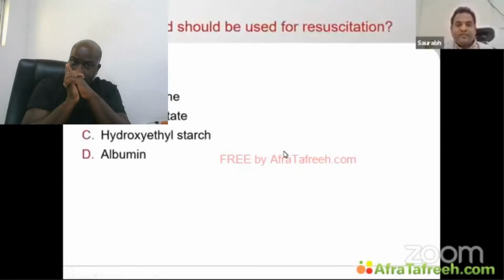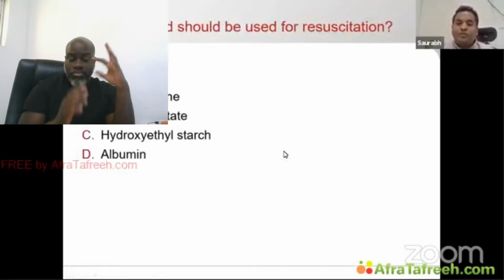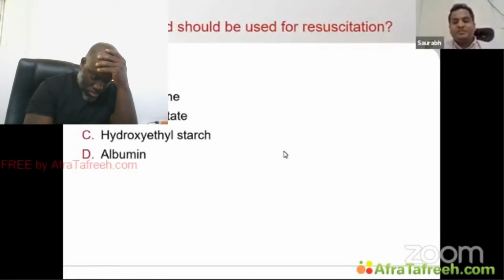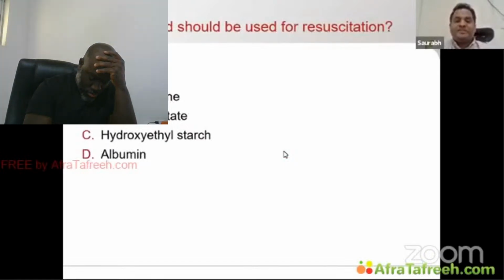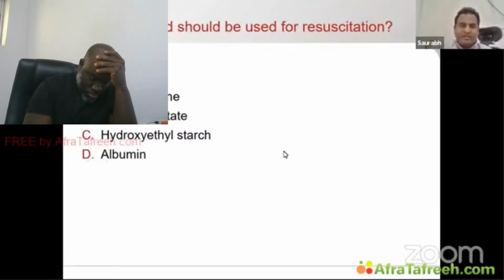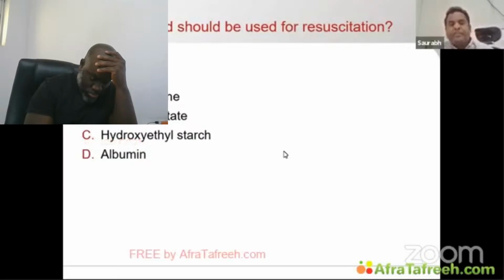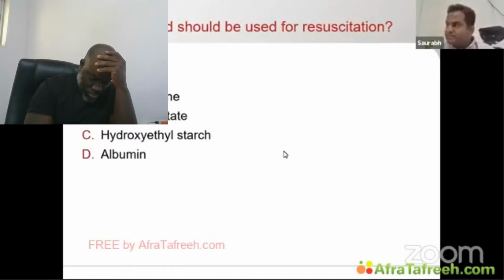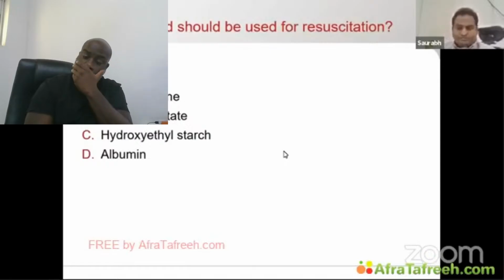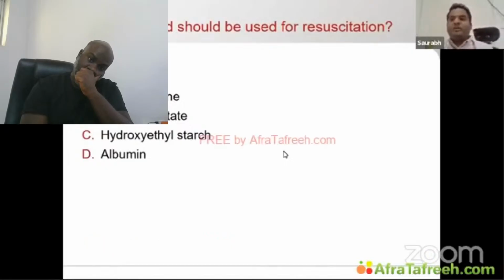So now we see which fluid should be used for resuscitation. So there are four options. One is normal saline. Number two, Ringer's lactate. Then we have hydroxyethyl starch, that is HES. And then we can have albumin, human albumin, which is available. What should be used for resuscitation? Which is the best or the ideal fluid for resuscitation in sepsis?